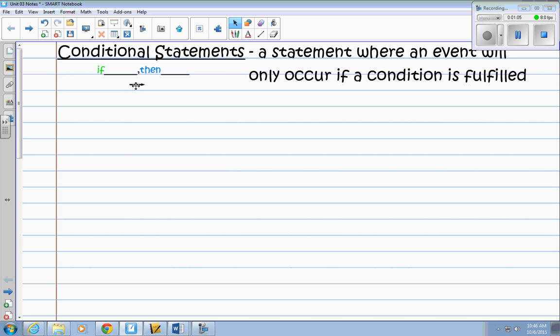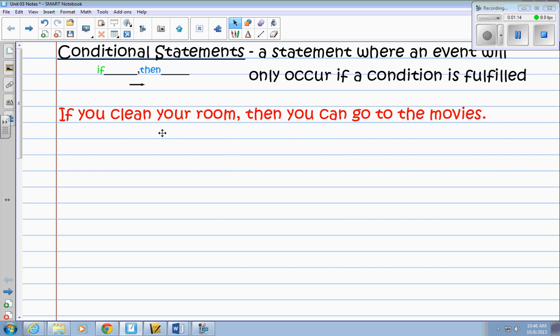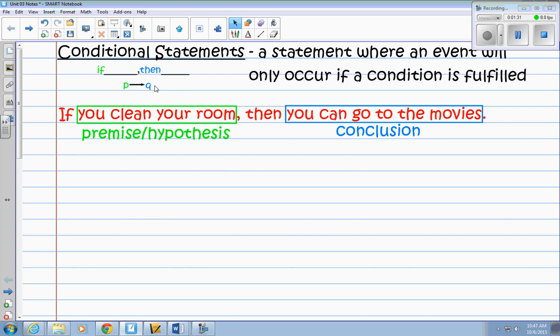And this is the symbol for a conditional statement. So the first part leads to the second part. For example, if you clean your room, then you can go to the movies. That first part of the sentence, the if part, we call the premise. It's also known as the hypothesis, and it's represented symbolically by the letter P. The second part of the statement is called the conclusion, and it's represented by the letter Q, not a C, I think primarily just because Q follows P in the alphabet. So the condition in this case, or the premise or the hypothesis, is cleaning your room, and then the outcome would be you go to the movies.